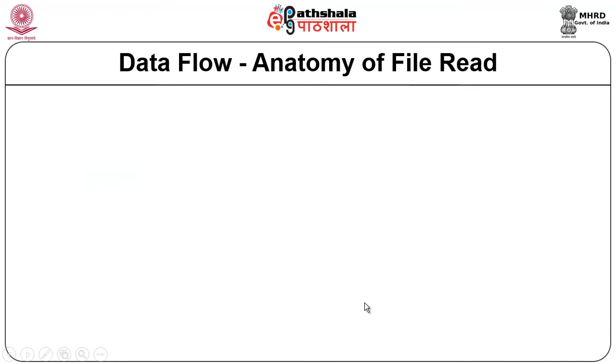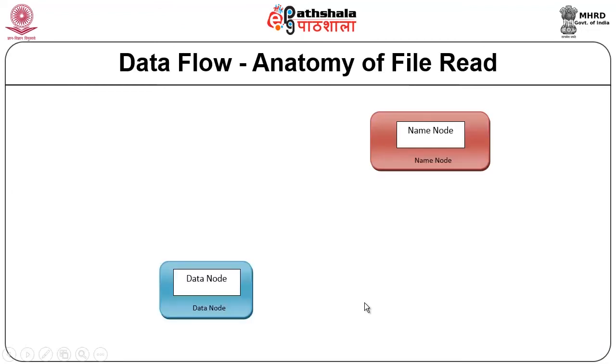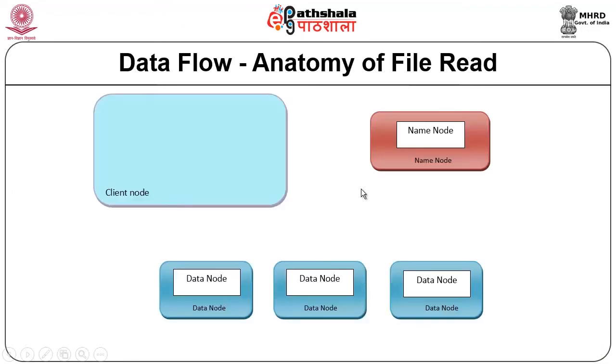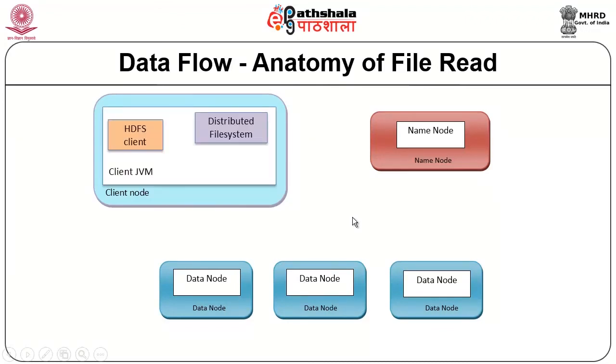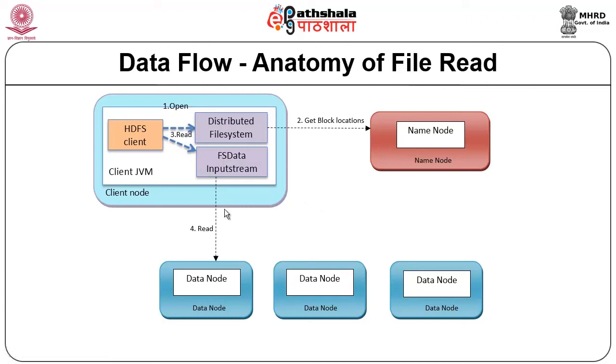So, we will take a quick look at the read anatomy of a file in the HDFS system, how the data flows. This is the client. The client also contains two other modules which help it to obtain the data. So, first the block information is obtained, and when the block information is obtained by the client, it uses the FS data input stream to contact the corresponding data nodes and obtain the data.